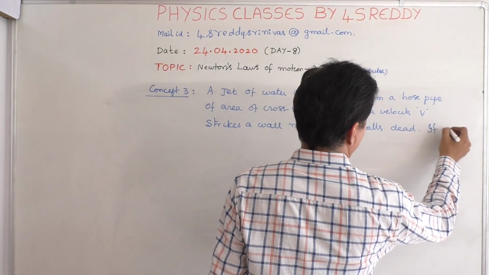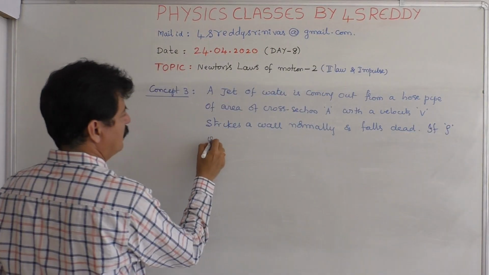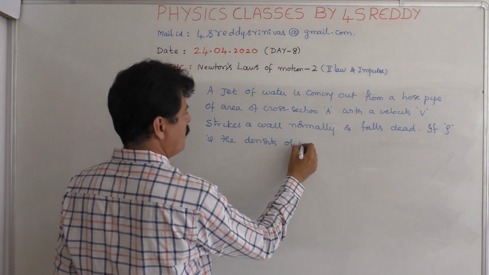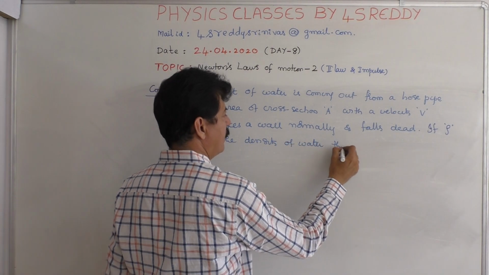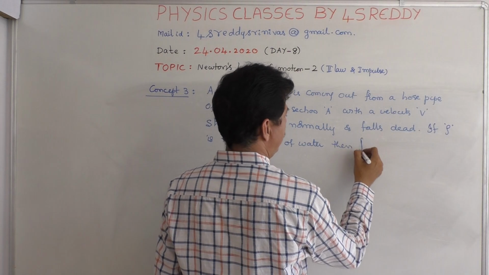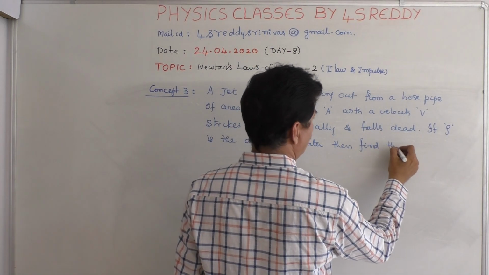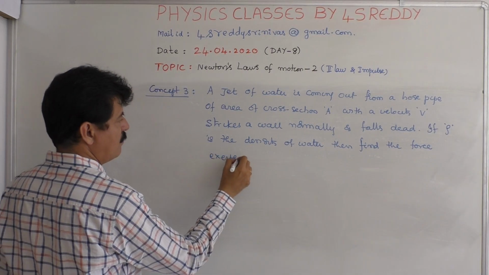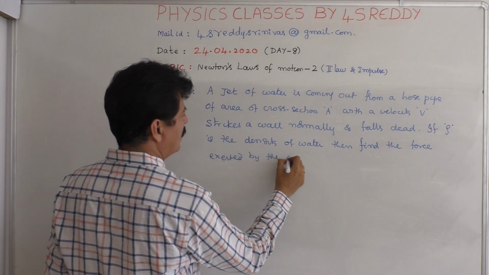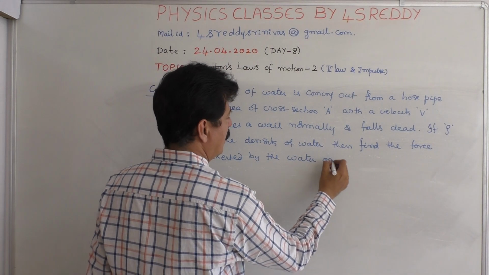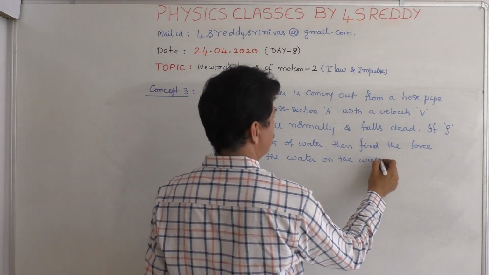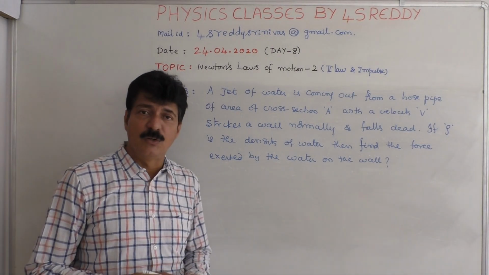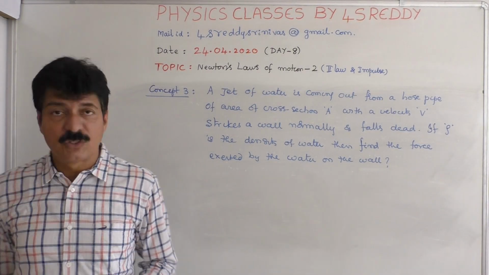If rho is the density of water, then find the force exerted by the water on the wall. This is the thing. A jet of water is coming out from the hose pipe, you are given. Then how to solve this?